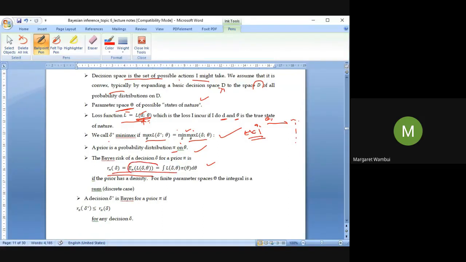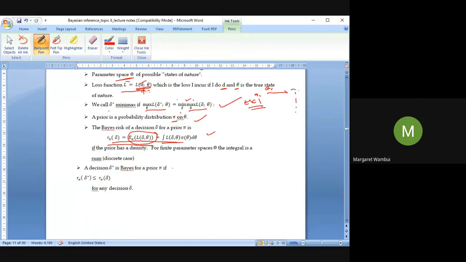I think we've already talked about this. The expected value, where, of course, here you will integrate because maybe it is the continuous case. And you can see specifically if the prior has a density, meaning it has a PDF, a probability density function. For a finite parameter space, the integral is a sum. Yes, that is true, because now you will need to add.